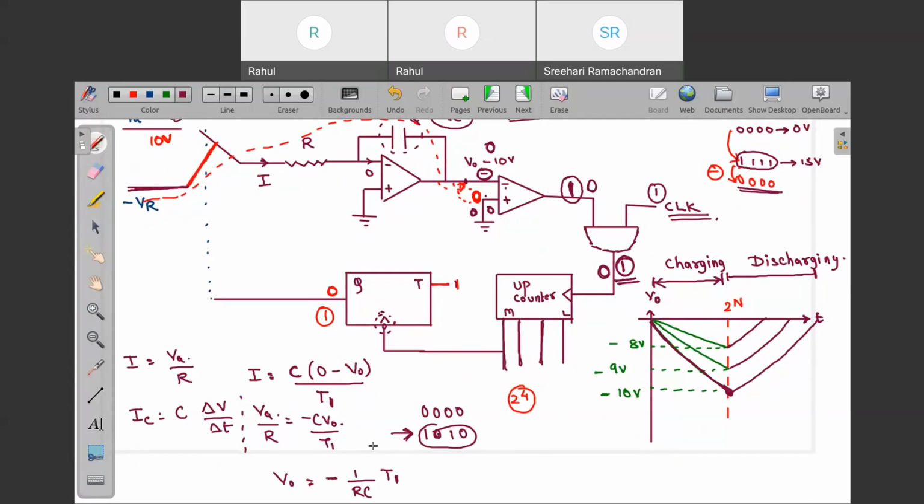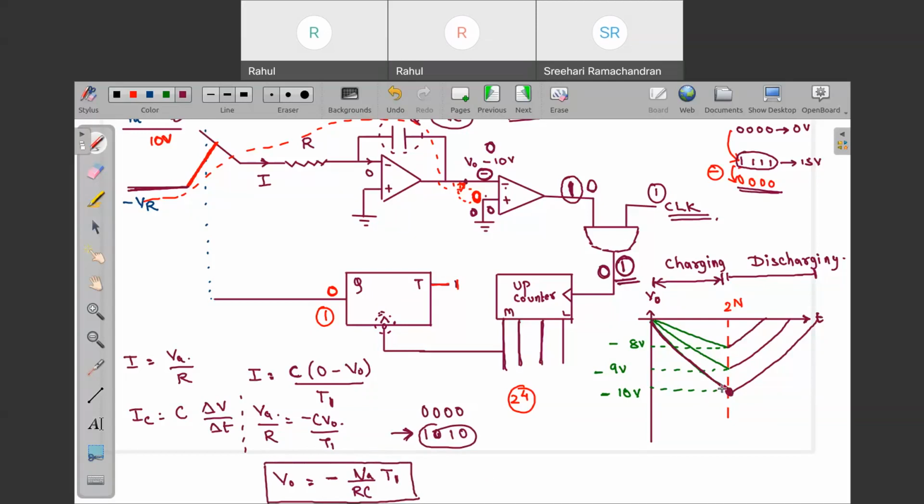Tell me if this is clear or not. Is this clear, Shriyari? VA is not there in the expression. VA will be over here: VA by RC. Sorry, I forgot to write. So this C will come over here and this T will go over here. This is your charging time, meaning the voltage at this point.